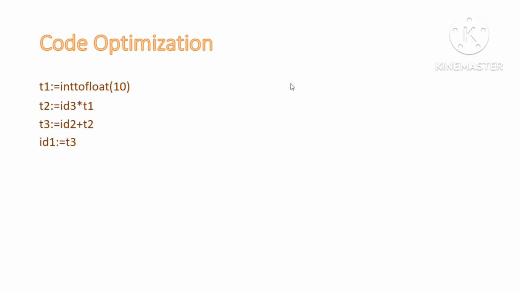So now see here, when we take this code first, we can see that T1 is equal to int to float 10. Now what happens here is 10 will be converted to 10.0, that's all. So this is an unwanted code. Instead of taking this 10 into 10.0, directly you can write it as 10.0.